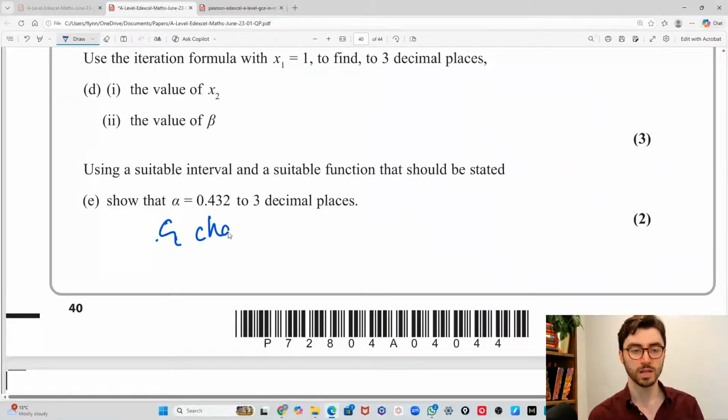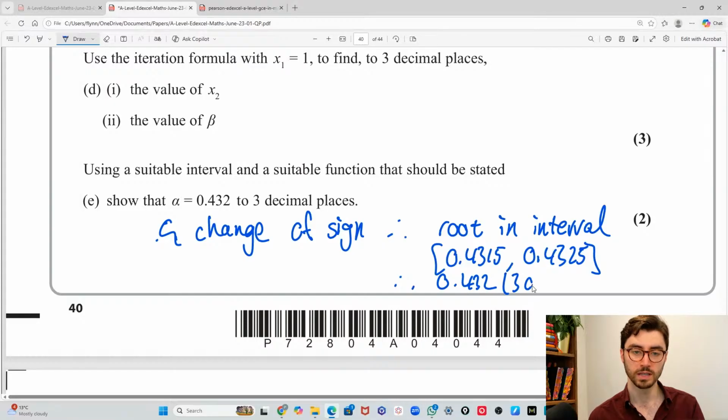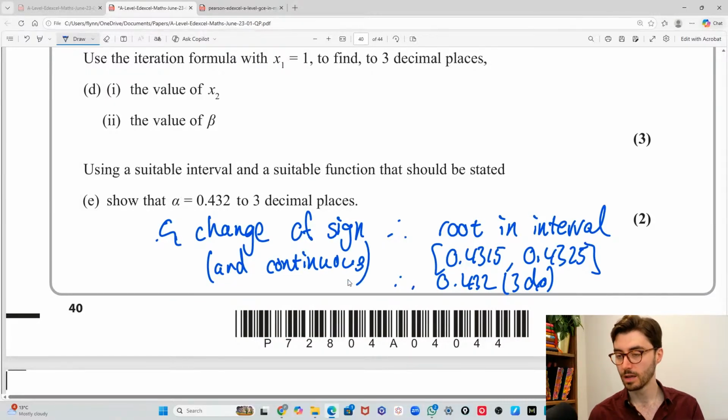Change of sign, therefore root in interval 0.4315, 0.4325, therefore 0.432 to 3 decimal places. So it's a change of sign and it's continuous in the interval. Okay, so that is the checking complete.